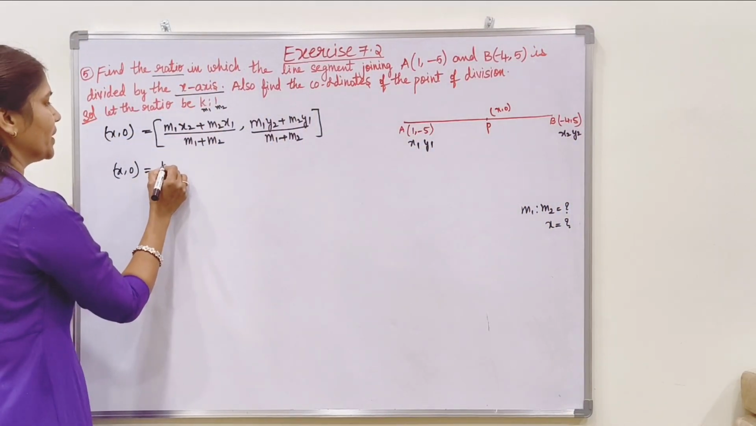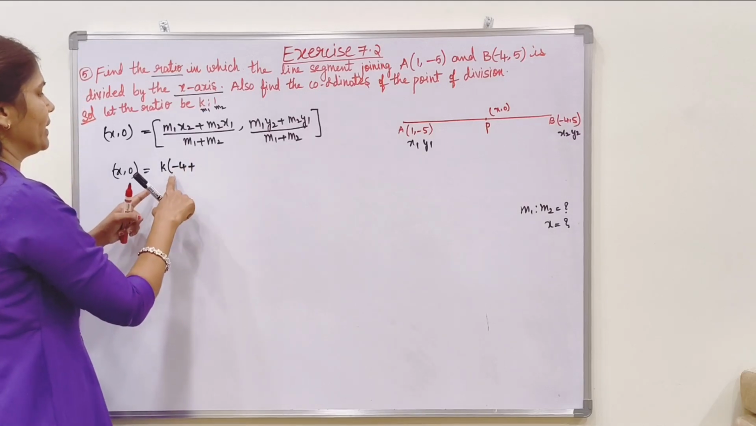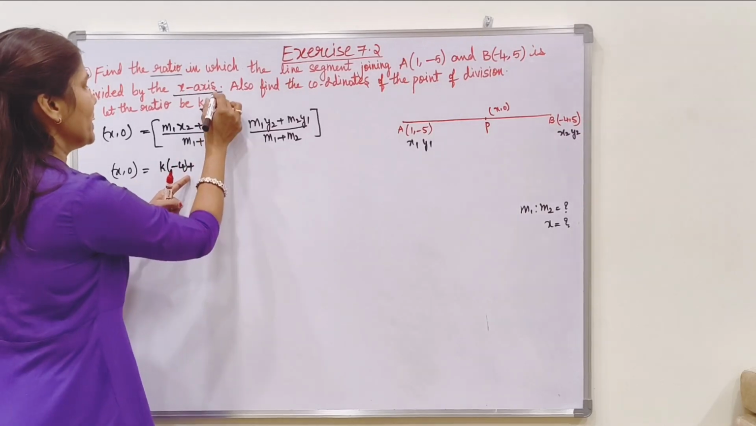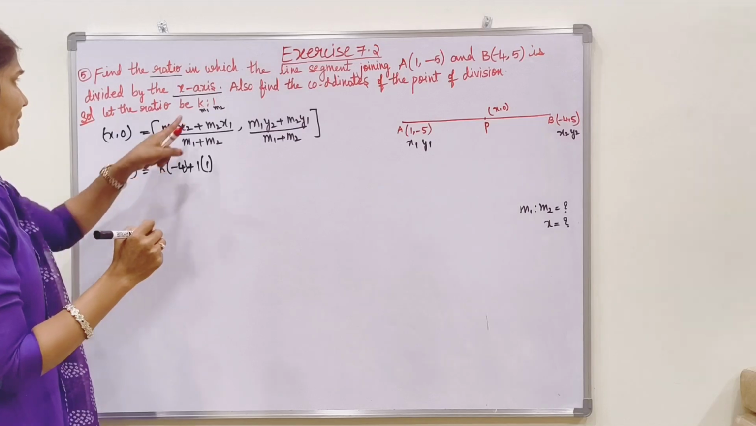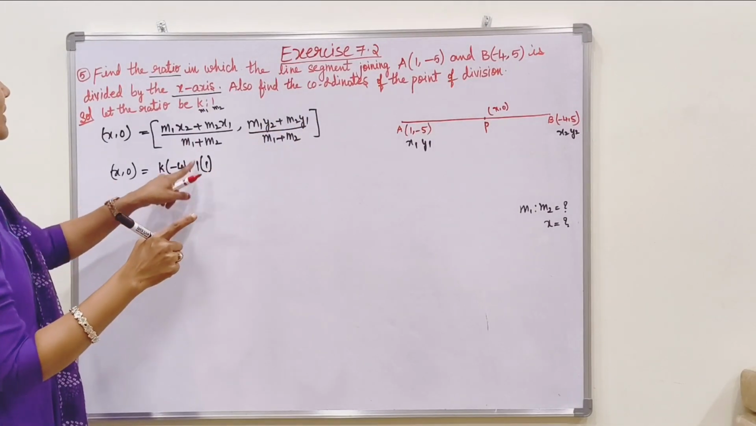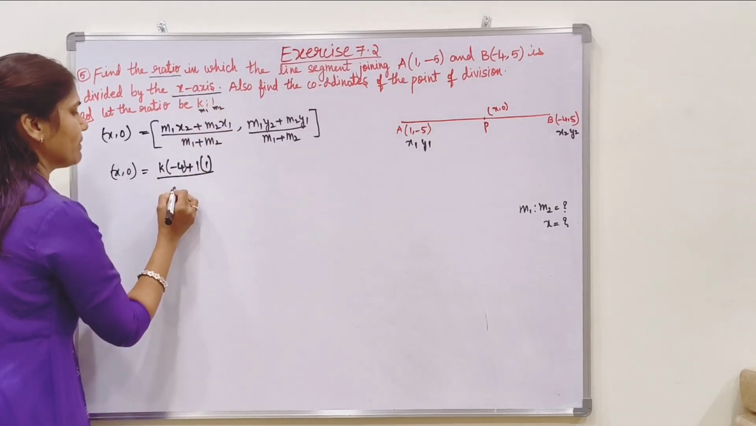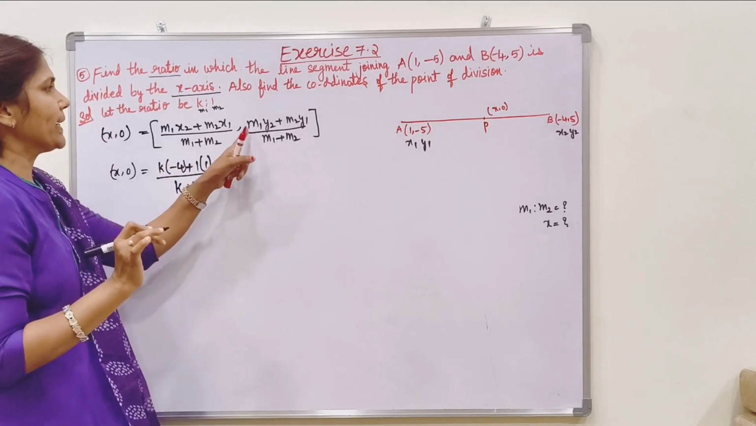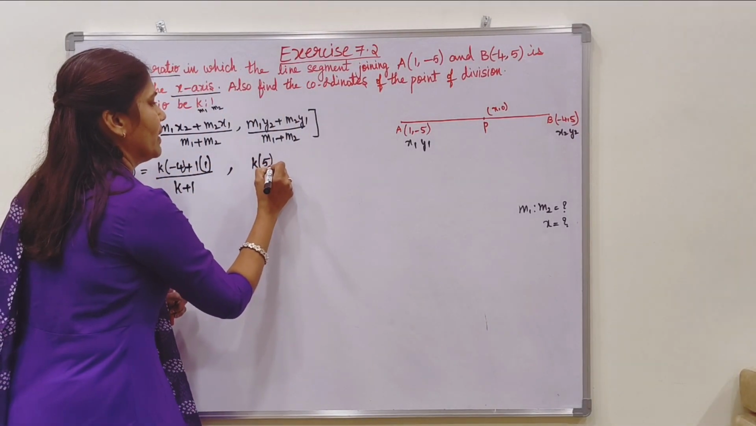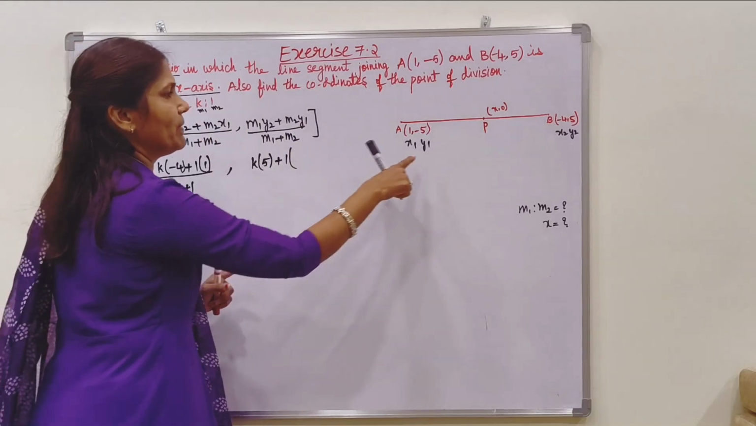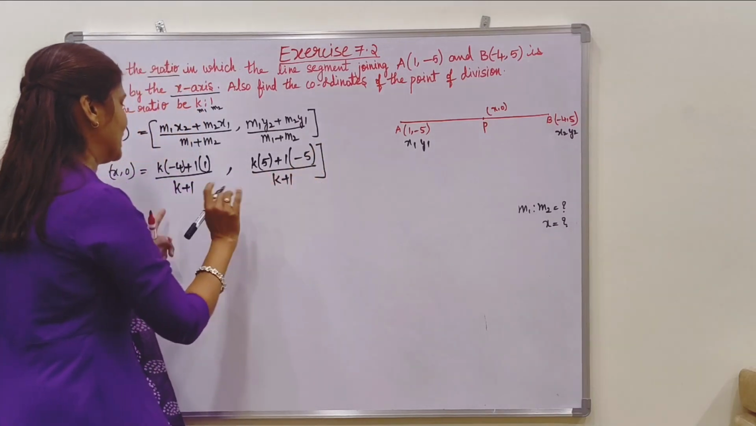M1 means K. K into x2, which is minus 4, plus M2 which is 1, into x1 which is 1, divided by K plus 1. Again, M1 means K, y2 means 5, plus M2 means 1, y1 means minus 5, divided by K plus 1. One more chance is there to simplify.